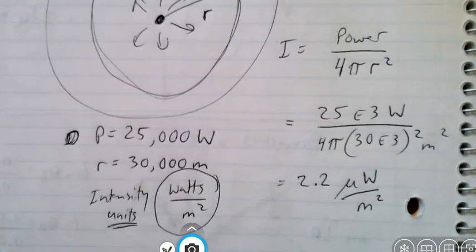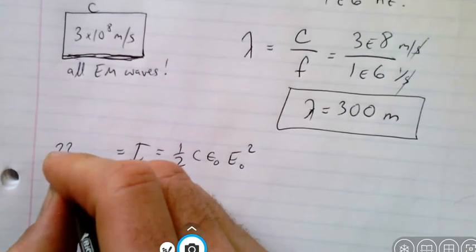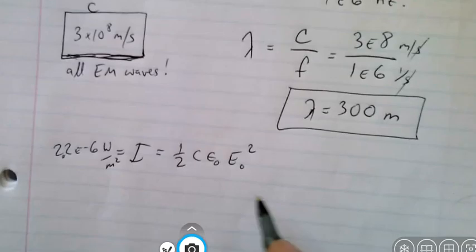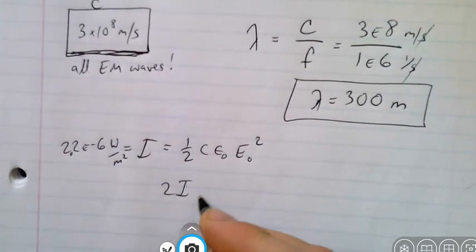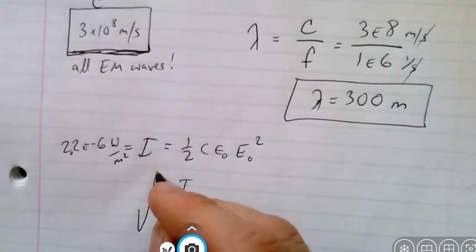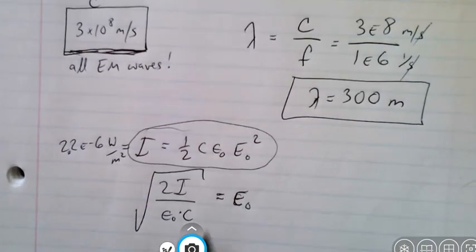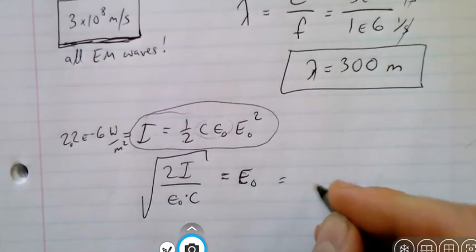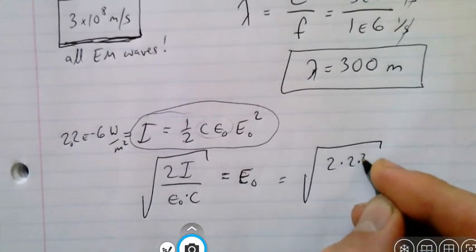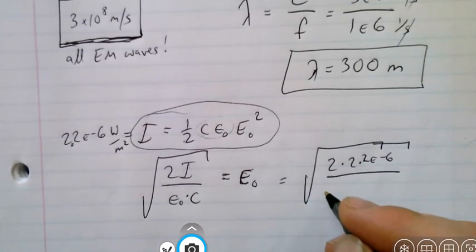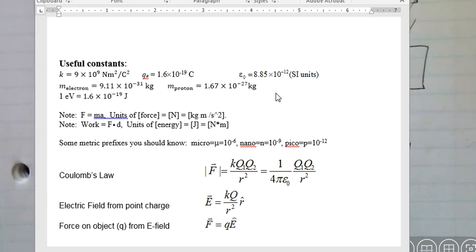The intensity we found from last time was 2.2 microwatts per square meter. So if I put that in here, I can say 2.2 times 10 to the minus 6 watts per square meter. If I rearrange all these things, I multiply by 2 divided by epsilon naught times c, and if I take the square root of all that, I'll get E naught. So I just rearranged this equation to get E naught: I brought the 2 up, I brought the c and the epsilon naught down, and I took the square root. So I'll get 2 times 2.2 times 10 to the minus 6, divided by epsilon naught, which we have to look up. Epsilon naught is 8.85 times 10 to the minus 12 in SI units, and then finally the speed of light, which is 3 times 10 to the 8th.